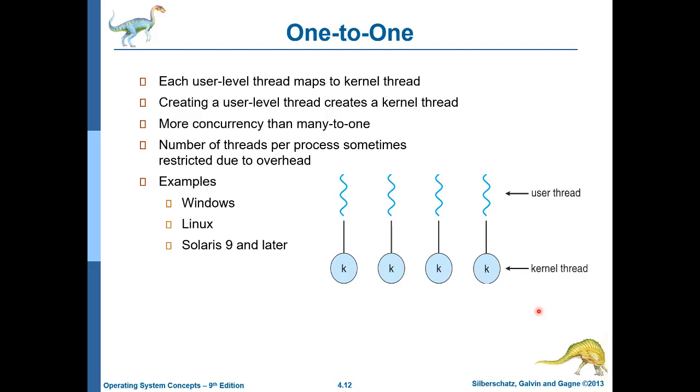Sometimes you reduce the number of threads per process, because you don't want to allow a process to create too many threads. This will consume memory and slow down your process, so you have some type of restriction on the number of threads in one application. Windows, Linux and some other operating systems use one-to-one. Remember this: Windows and Linux use one-to-one.